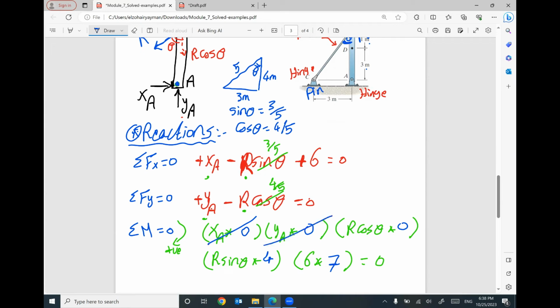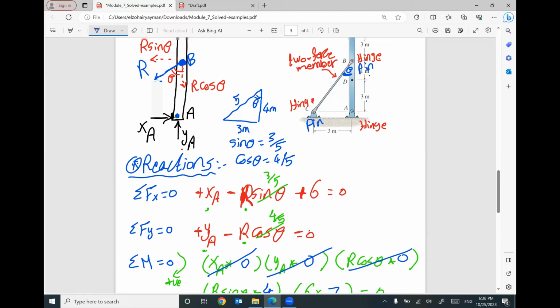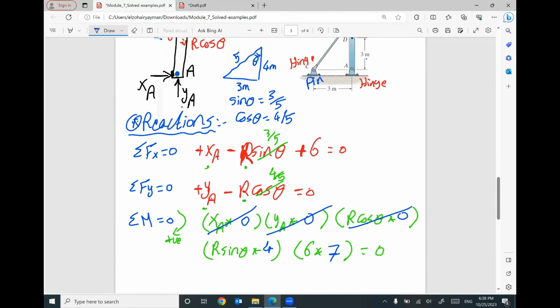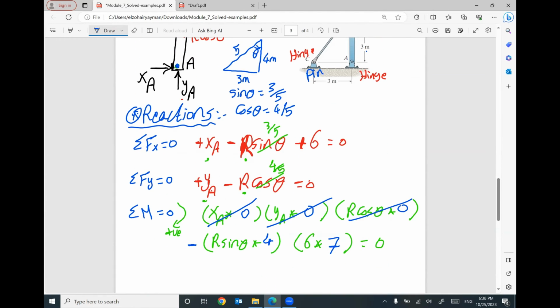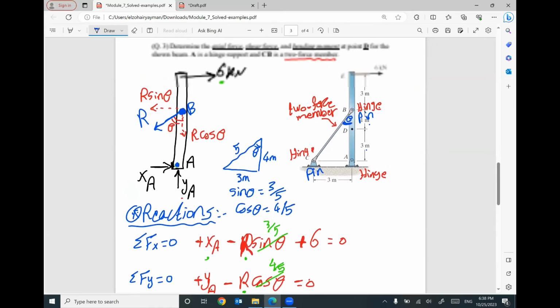I don't care about these terms. R sine theta times 4 will be counterclockwise, so negative. 6 times 7 will be clockwise, so positive. Keep in mind, sine theta equals 3/5. The only unknown in this equation right now is R, so I can find the reaction R. Your reaction R will be 6 times 7 divided by 4 times 0.6. I got 17.5 kilonewton.